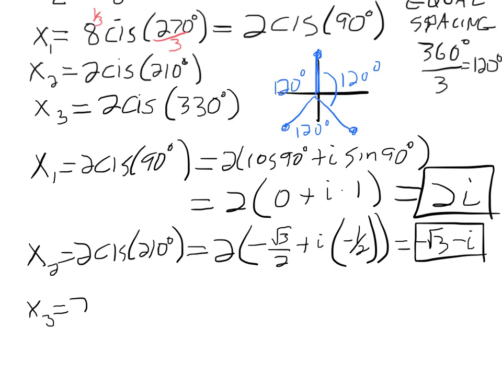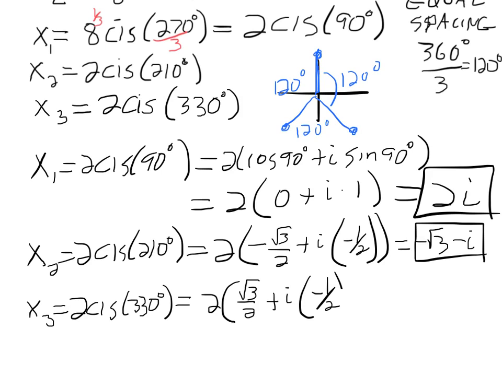Third answer, 2 CIS 330. This is also a 30-degree reference angle. Now it's in quadrant 4 where cosine is positive, so cosine will be positive square root of 3 over 2. Sine is still negative 1/2. So that works out to be square root of 3 minus I. Okay, this completes how to find the solution of this equation, and we've rewritten them in a plus bi form.